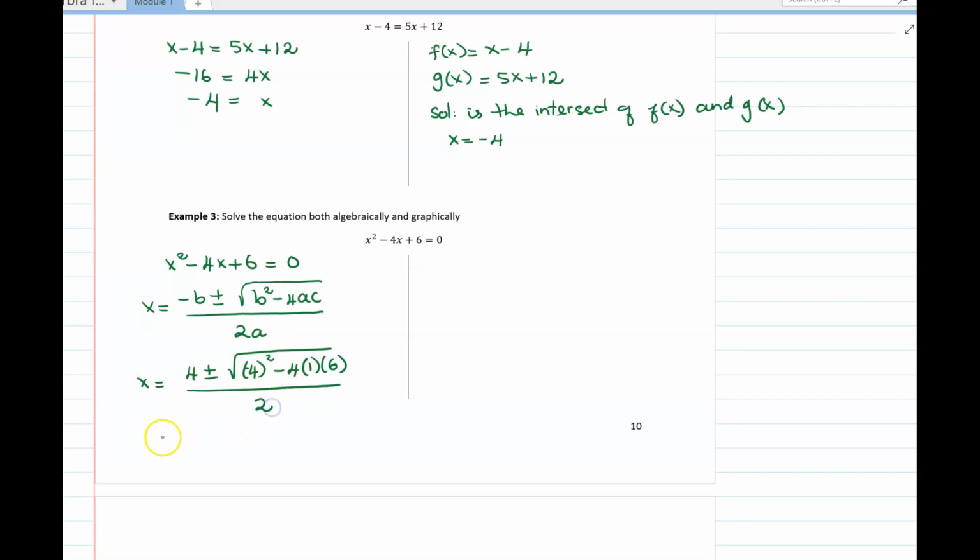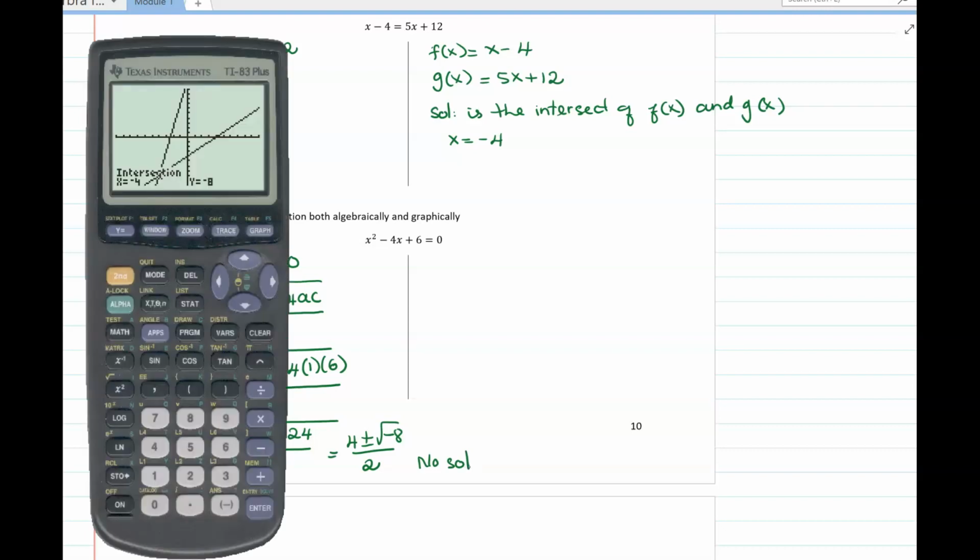divided by 2. An equation having no solution would mean the graph of this equation does not cross the x-axis. So let's take a look at the graph itself.